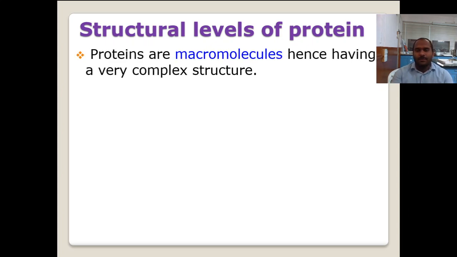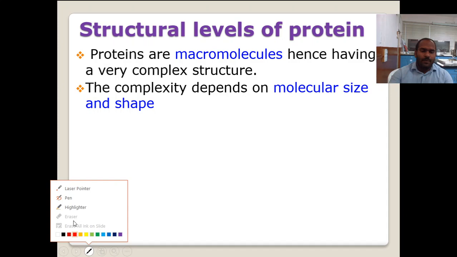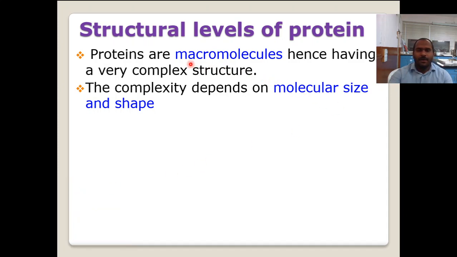Proteins are macromolecules, meaning they have a very complex structure. To understand the structure, it can be considered at different levels. The complexity depends upon the molecular size and shape of the molecule. Protein is always a macromolecule, and the molecular size and shape of proteins are different. Hence, their structural study becomes slightly difficult. To make the understanding easier, there are different levels for protein.